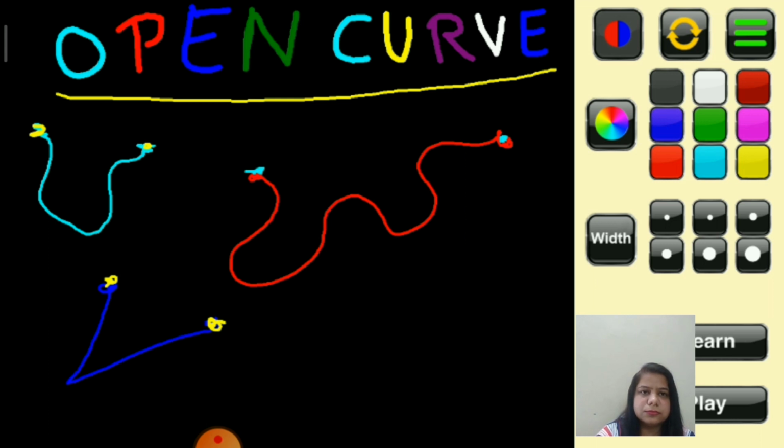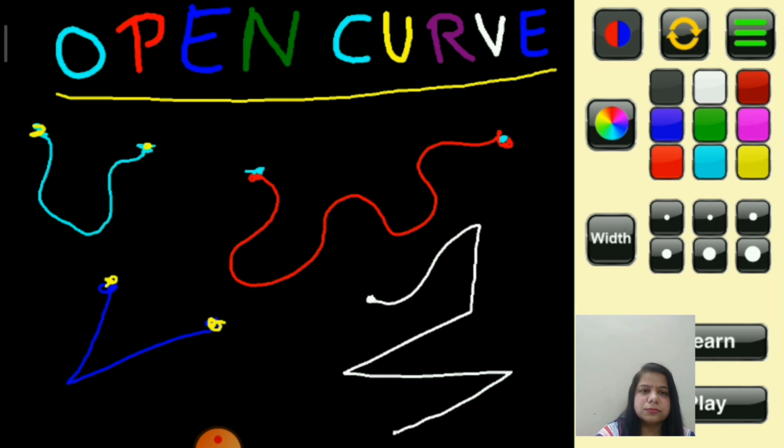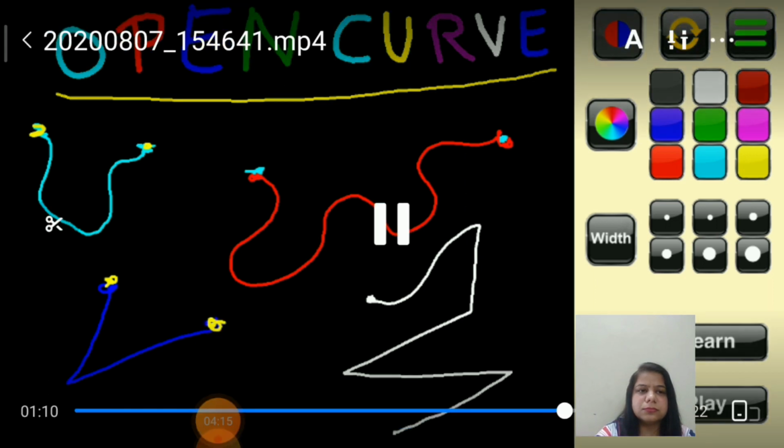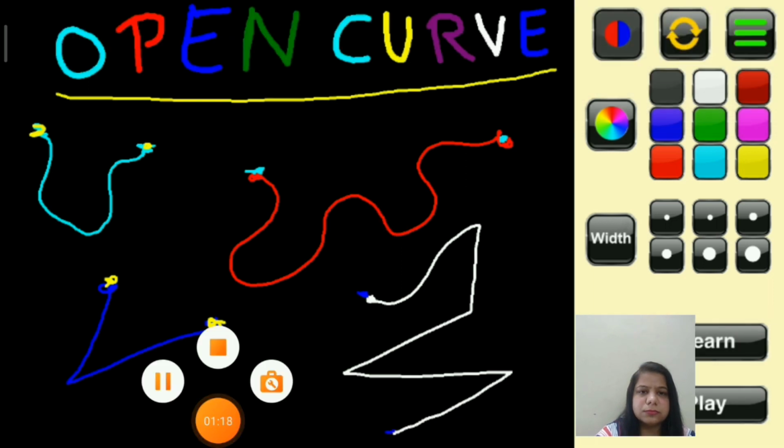Again we can see one more example. Start from here, goes like this, it is an open curve, and all these are simple as well because they do not cross themselves, right? You can check all starting and ending points are different here. So all these are open curves.